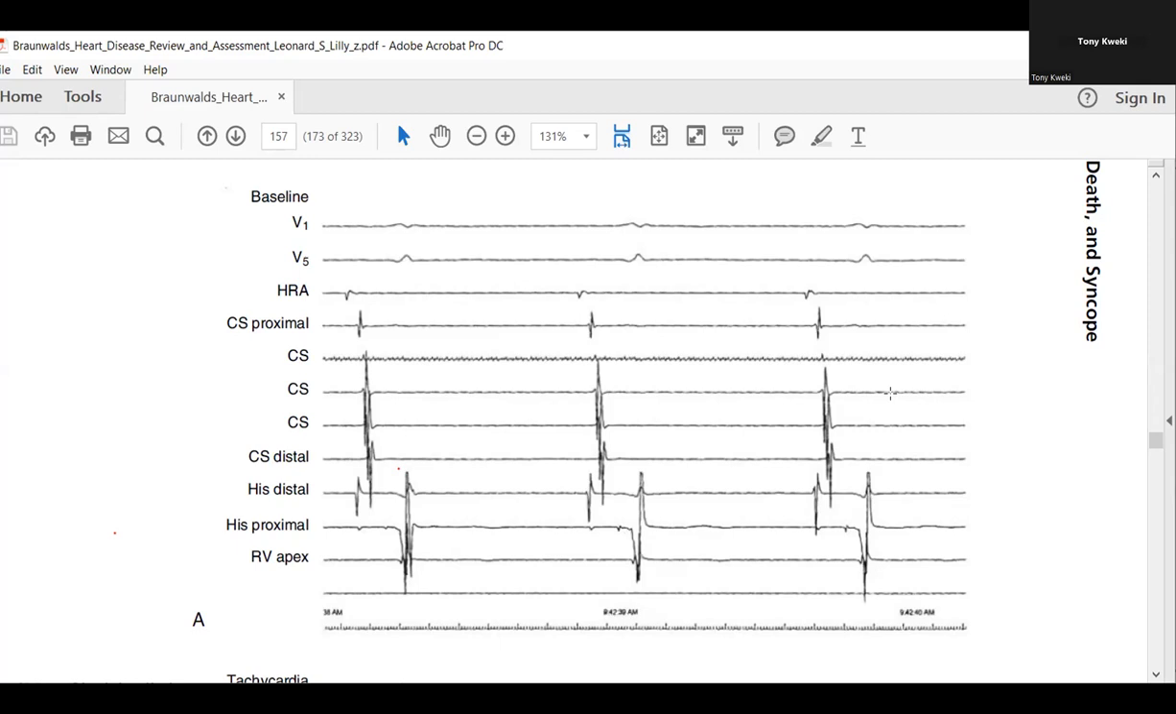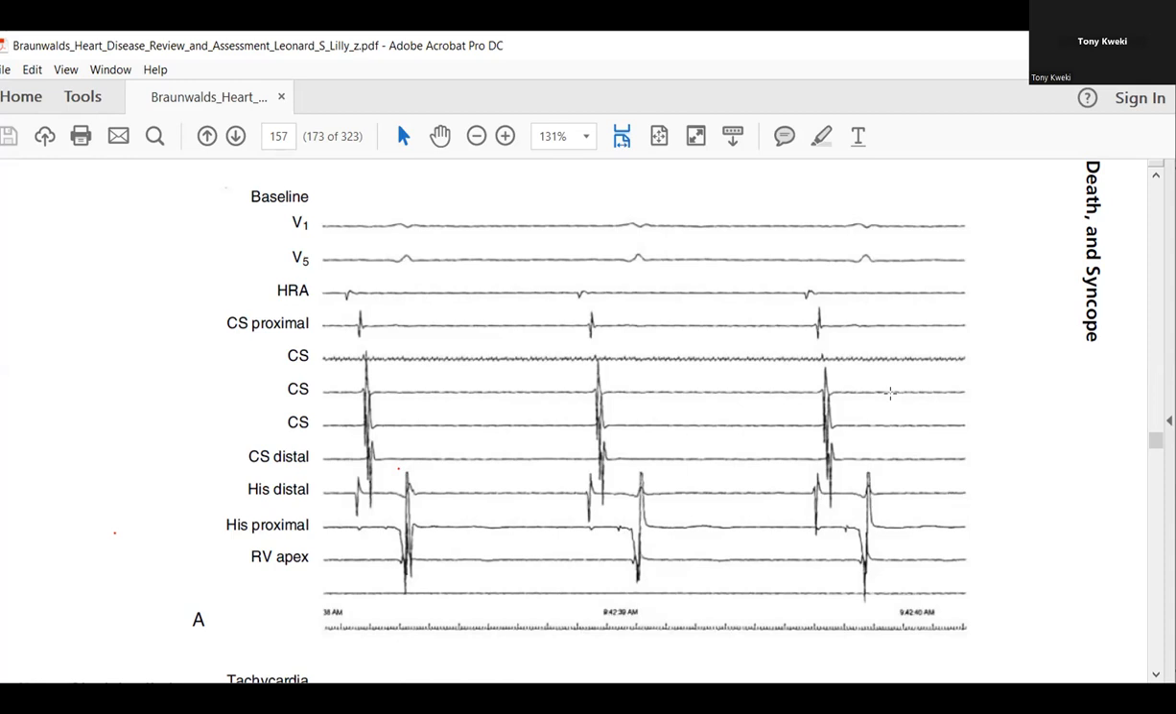Now, if you look at V1 and V5, you see that the QRS complex is sharp, and we are not really appreciating a P wave. Let me go back and see whether anyone is following to draw that. So this, mostly. All right.